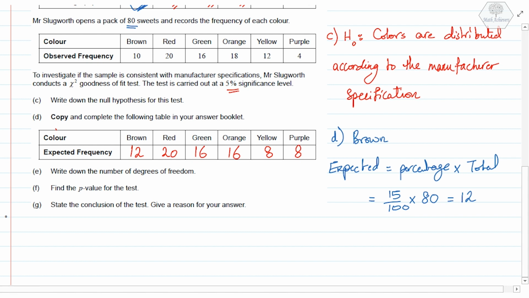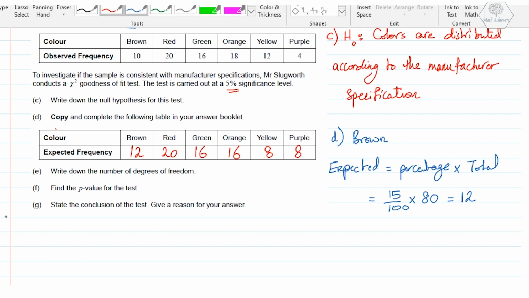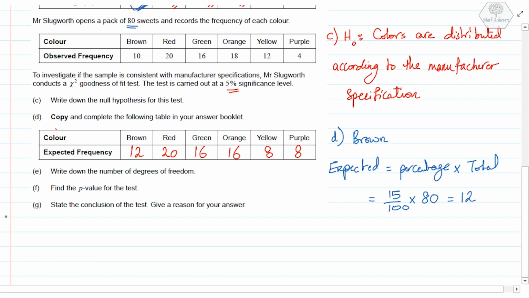Let's continue with part E. Part E of the question wants the number of degrees of freedom. The degrees of freedom is simply n minus 1, the number of observations minus 1. I have 6 observations, so it will be 6 minus 1, and the degrees of freedom is equal to 5.